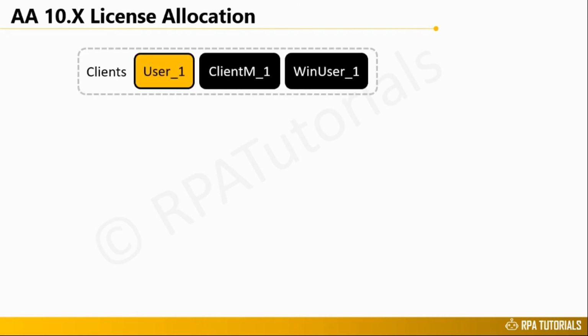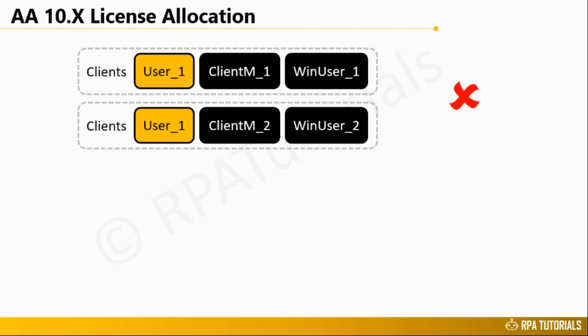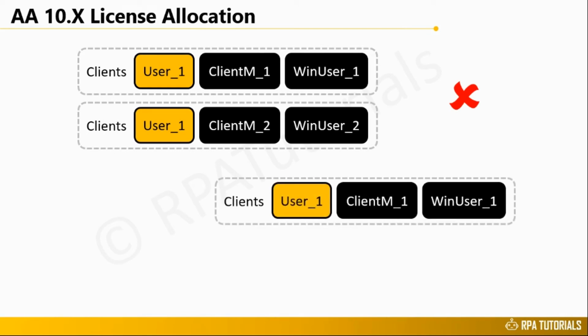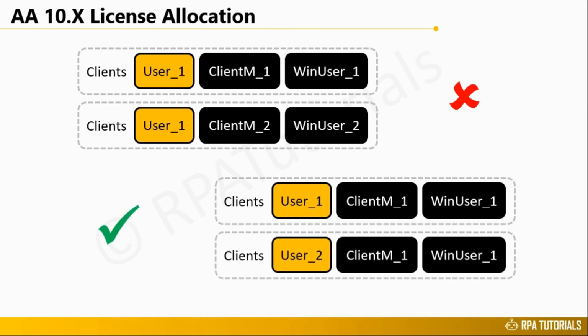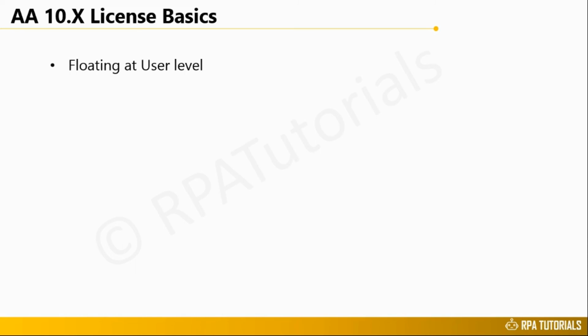Once you have logged into a client machine using a licensed user's credentials, you cannot log into another machine using the same user credentials. However, you can log into the same machine using multiple user credentials. This allows for optimization of the client machine by allowing sharing of the same machine among multiple users at different times. Licenses in 10.x are floating at user level. This means you can dynamically allocate it to a different user, allowing use of the same license by multiple users. However, the same license cannot be used by more than one user at the same time.